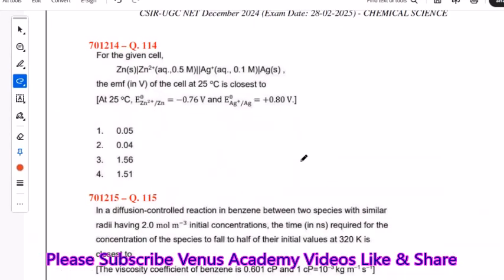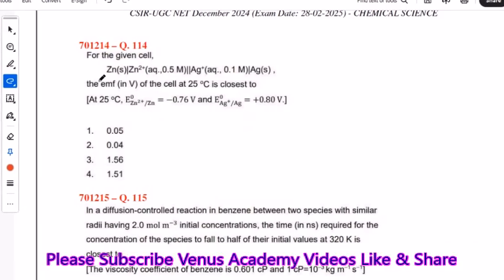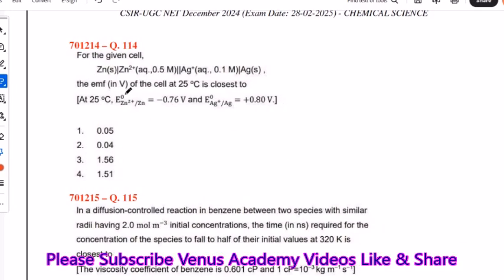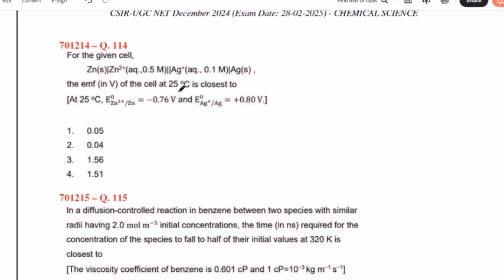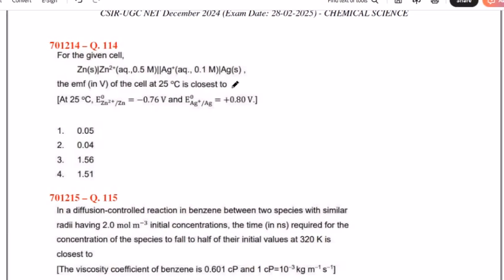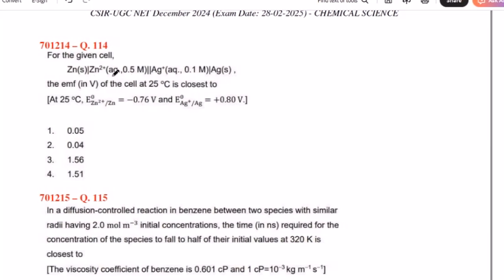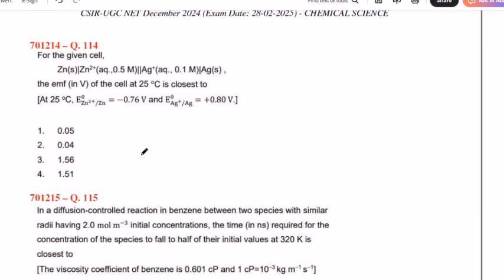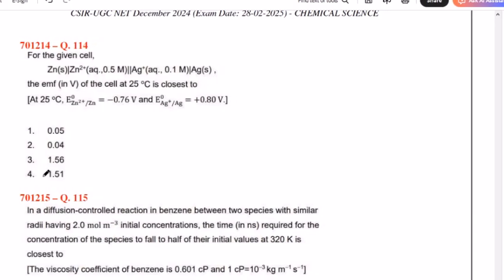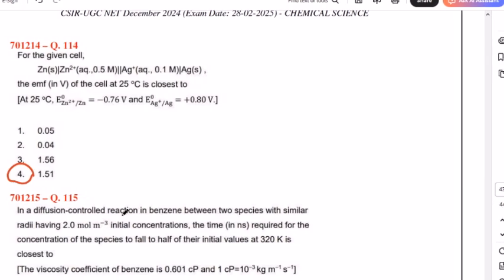Next, question number 114. For the given cell, that is zinc cell, the EMF in volts of the cell at 25 degrees centigrade is closest to. So this zinc cell, it is going to give 114. Option number 4, 1.51 is correct option, friends.